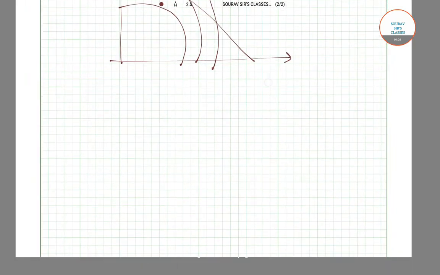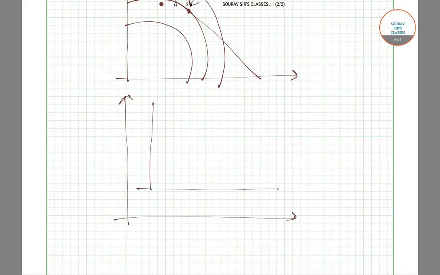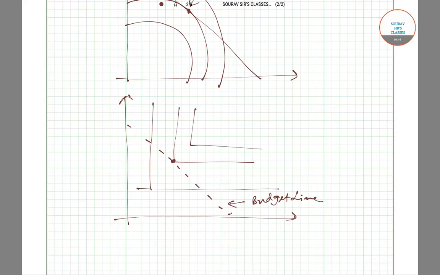Next one. What happens if the IC itself is L-shaped? This is your L-shaped IC. Then the budget line is like this. That's it. In the L-shaped IC also you get a tangency point like this, and your job is done.